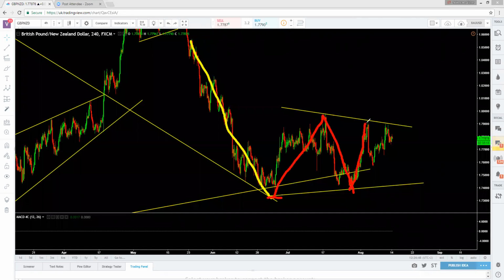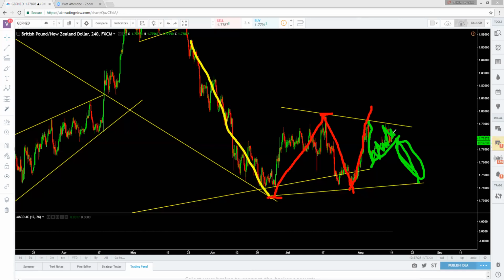So we don't know if this could have broken this one to be a regular flat, but it has not. Instead, it made this impulse to the downside, and now it is correcting. So if this breaks, then pound New Zealand, we're going to get this trade to the downside. So let's watch pound New Zealand for this down move here.